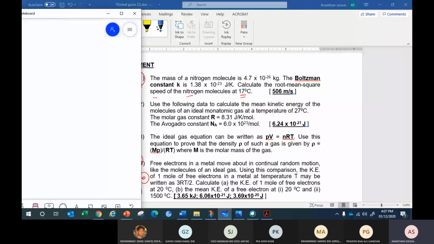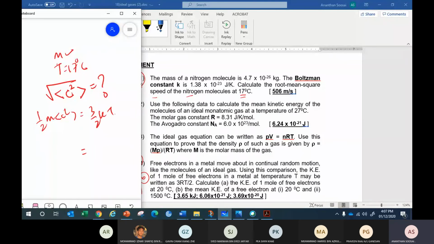So mass is given, the Boltzmann constant you know, the temperature is 17 degrees Celsius. They are asking for root mean square speed. You can't directly find the root mean square speed, so we have to find the mean square speed. So of course 1/2 m c squared equals 3/2 kT. So find your mean square speed, 3kT divided by 1/2 m. The temperature you should convert to Kelvin by adding 273.15.